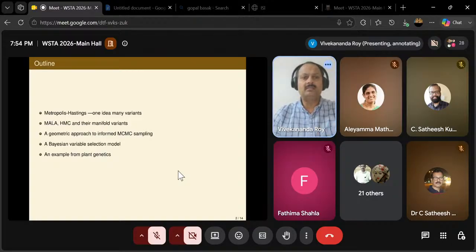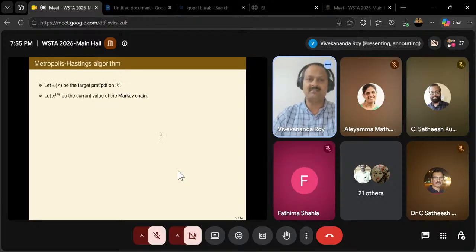Among the MCMC methods, the Markov chain Monte Carlo methods that are available, Metropolis-Hastings is by far the most dominant one. So I'll briefly talk about that and some of its variants before I move to introduce this new approach for constructing efficient MCMC algorithms. And especially I'll use the Bayesian feature selection example. Okay, and I'll end with a very high dimensional example from climate science.